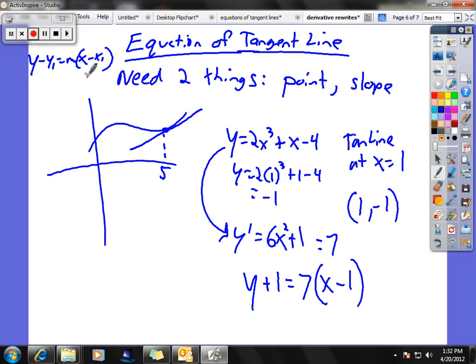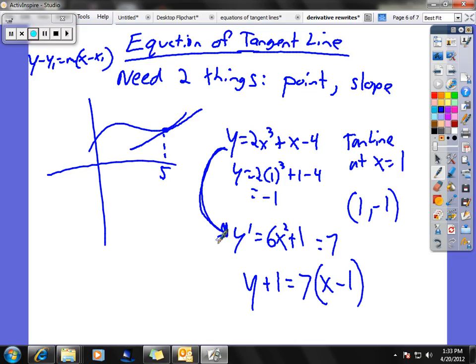And y prime is 7. So we did the derivative right here of y. We get y prime is 6x squared plus 1, and we're plugging 1 in for x into that also. The derivative is always for the slope.